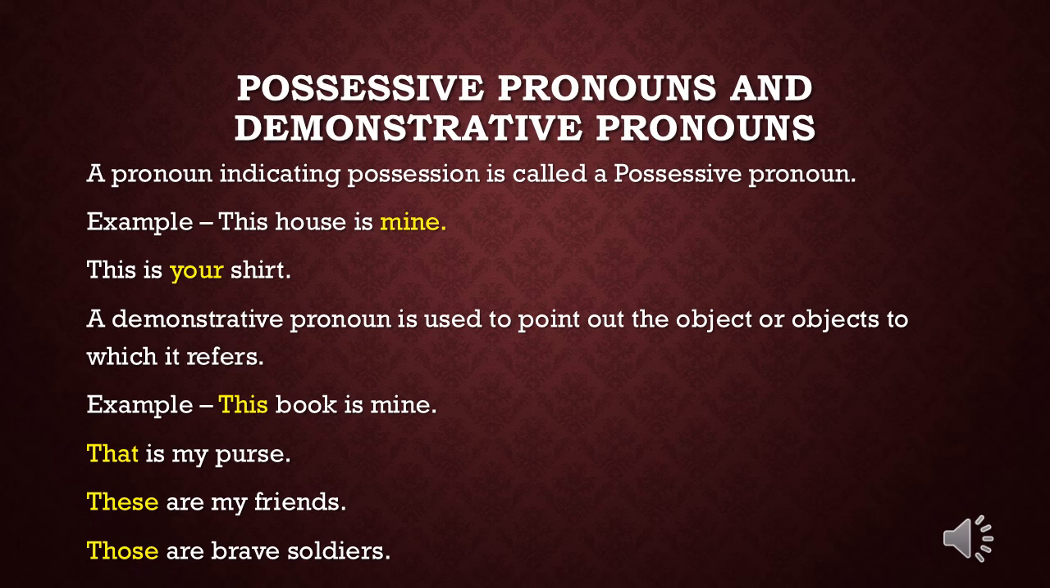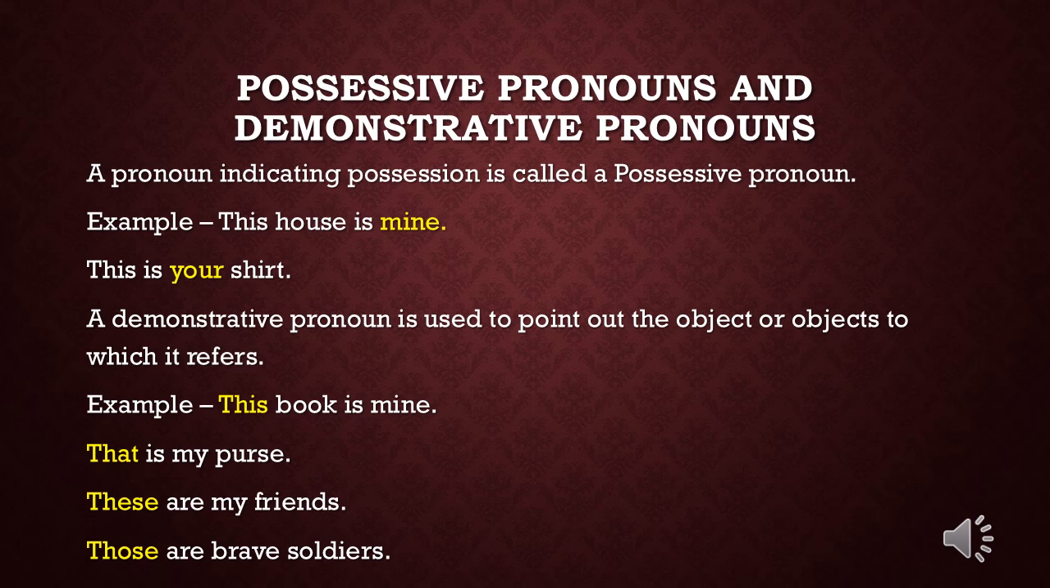Now we have to know about possessive and demonstrative pronouns. A pronoun indicating possession is called a possessive pronoun. For example, this house is mine. This is your shirt. The words mine, your, our, etc. show possession. These are all possessive pronouns.